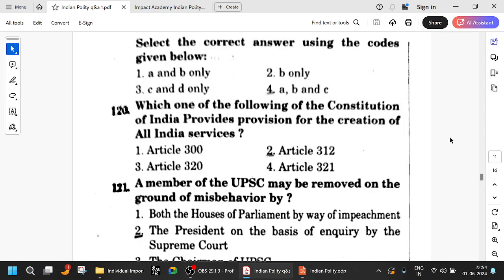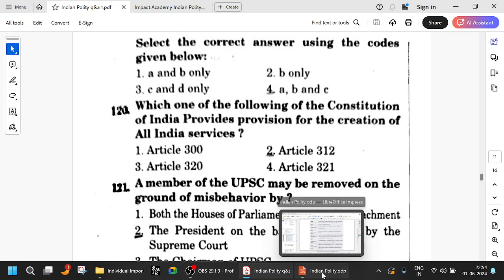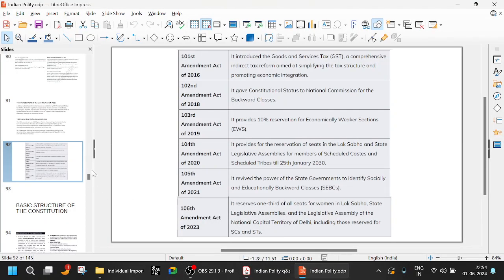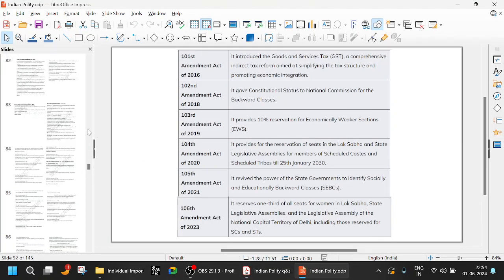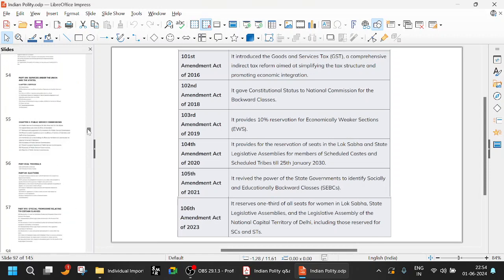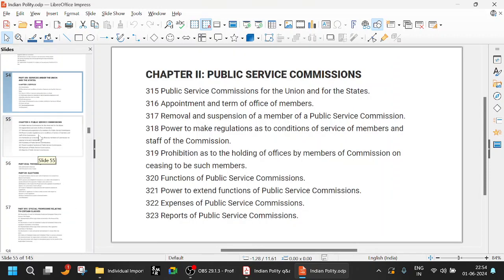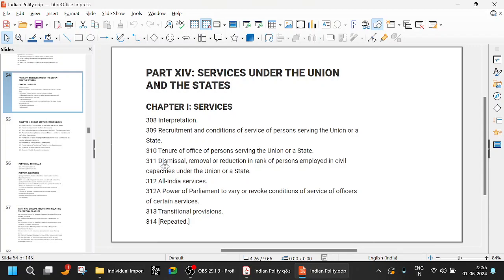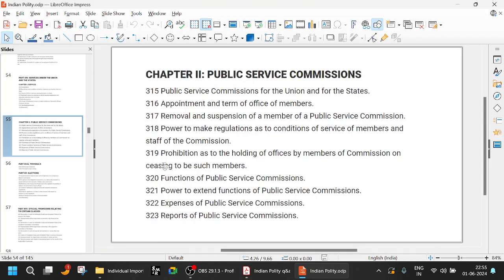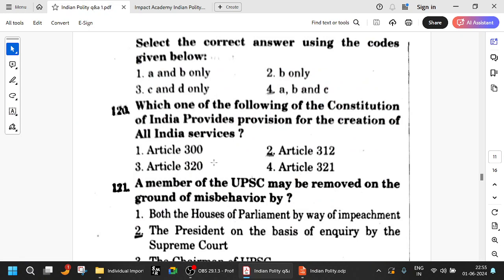Okay. So which one of the following Articles of the Constitution of India provides for the creation of All India Services? We have just now seen Article 312. 312 is All India Services, and 315 is APPSC and UPSC, right? 321 is power to extend functions of public service commissions. Okay, so that is 321 and 320, 300.